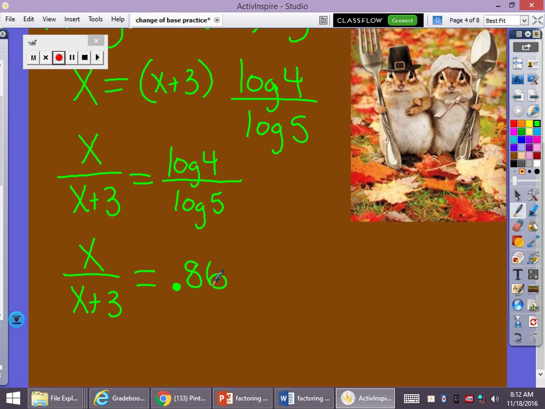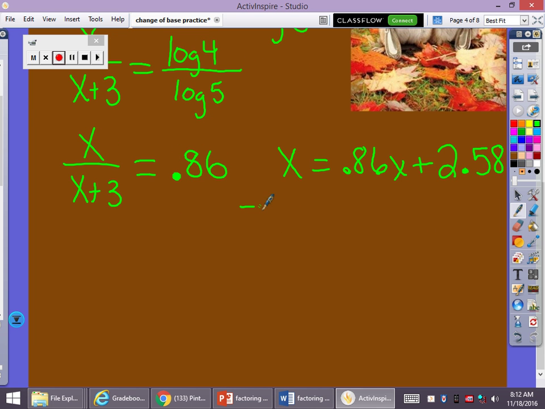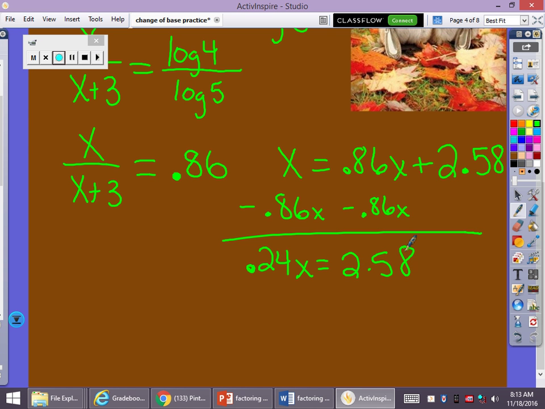Okay? Now I'm just going to cross multiply and solve. So x equals 0.86x plus what? 2.58. Okay, now what do I do? Algebraically, what do I do? Subtract 0.86x from both sides. And that gives me 0.24x equals 2.58. What do I do?